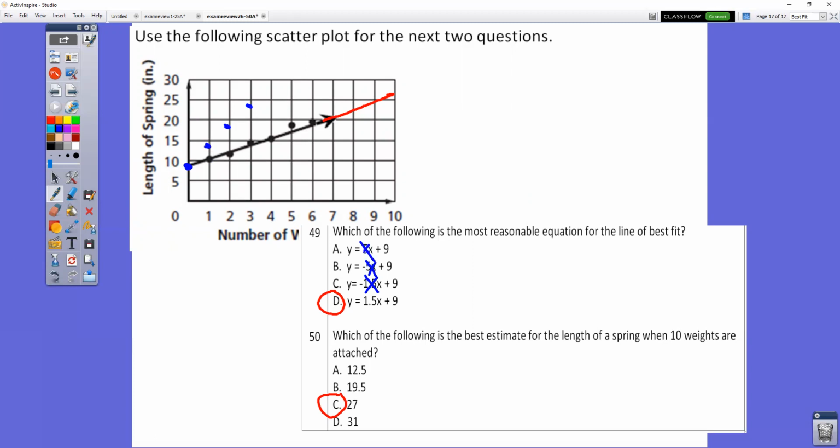In number 50, they want you to make an estimate for 10. Go over to 10, go up to your line. It is slightly above 25. Slightly above 25 would be choice C. So your final exam questions look just like these 50 questions.